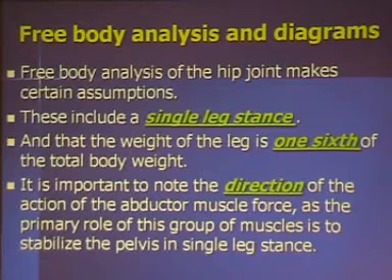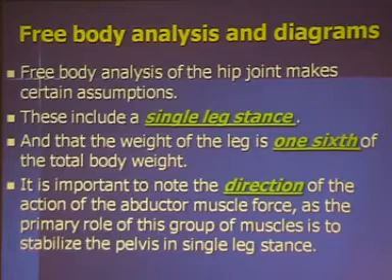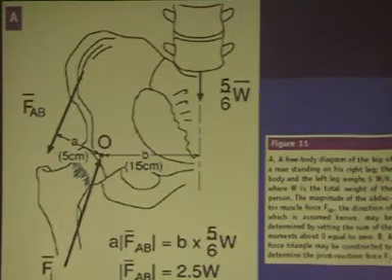The free body analysis of the hip makes certain assumptions. First, that the patient is standing in a single leg stance, and the weight of that leg is 1/6 of his body weight. And to further reiterate on Gopal's question previously, the direction of action of the abductor muscle force is very important. It comes downwards from the pelvis toward the greater trochanter, so as to stabilize the pelvis rather than from downwards to upwards.